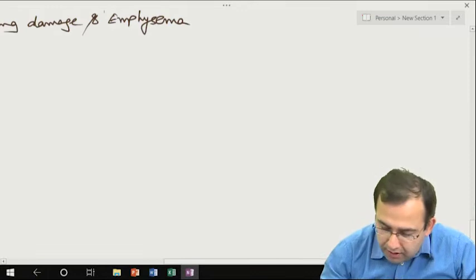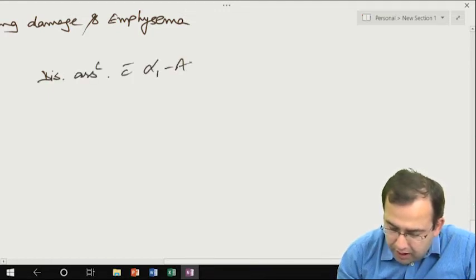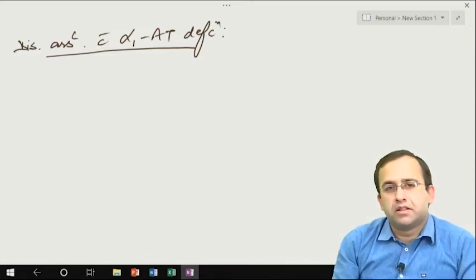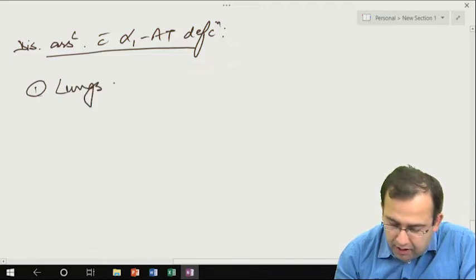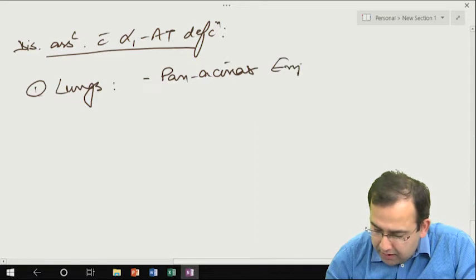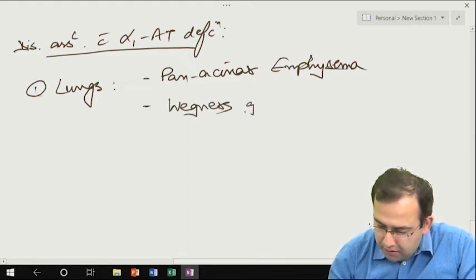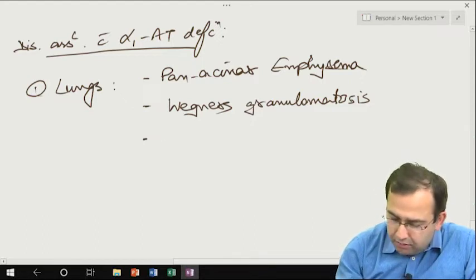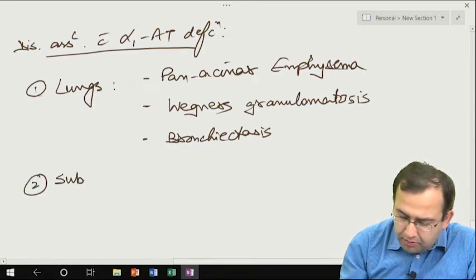Next point. Diseases associated with alpha 1 antitrypsin deficiency. I am copy pasting the same slide from liver. We did alpha 1 antitrypsin and metabolic disease of the liver also. So, starting with lungs. In the lungs, alpha 1 antitrypsin is associated with pan-acinar emphysema. Next, it is also associated with vasculitis, granulomatosis with polyangiitis, and bronchiectasis. Next, it is associated with subcutaneous panniculitis.